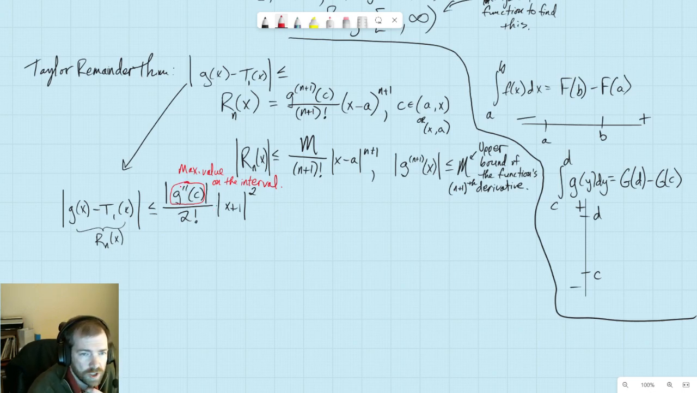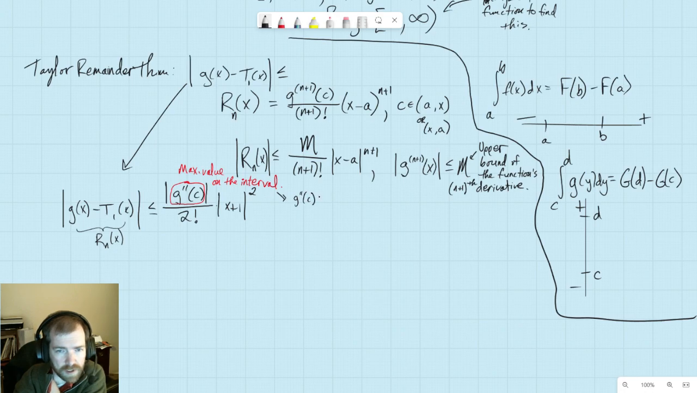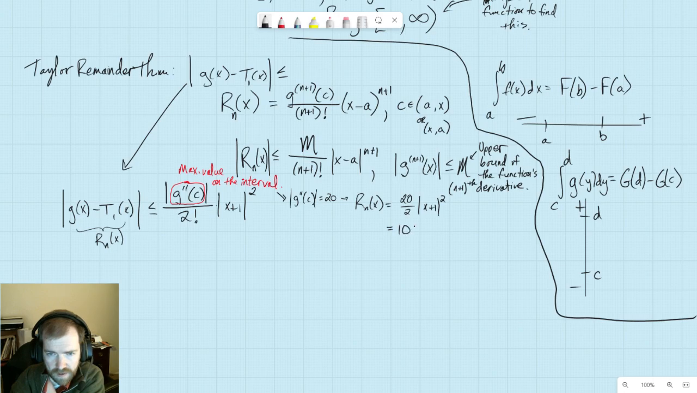Okay, so g double prime at c has a maximum value on the interval. We can find out what it is, and that value is 20. So this is going to make then 10 times that whole thing. G double prime at c ends up being 20, or at least the absolute value of this thing equals 20. So then R sub n of x is going to be equal to 20 over 2 factorial, which is 2, absolute value of x plus 1, squared. So you had 10, absolute value of x plus 1, squared.